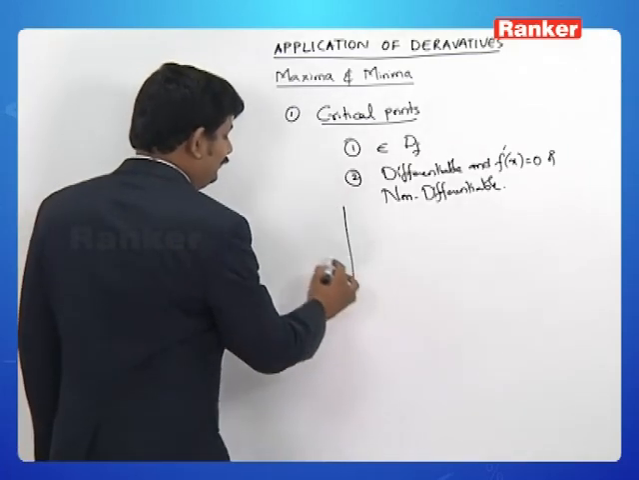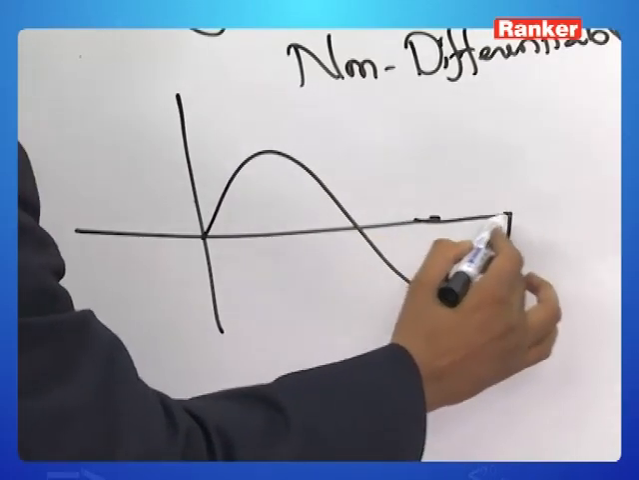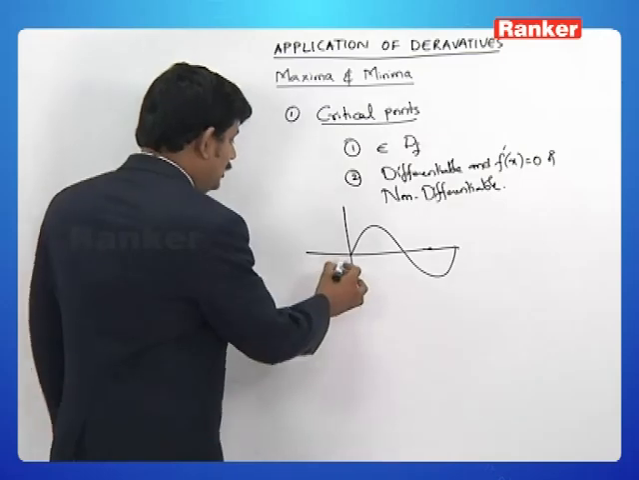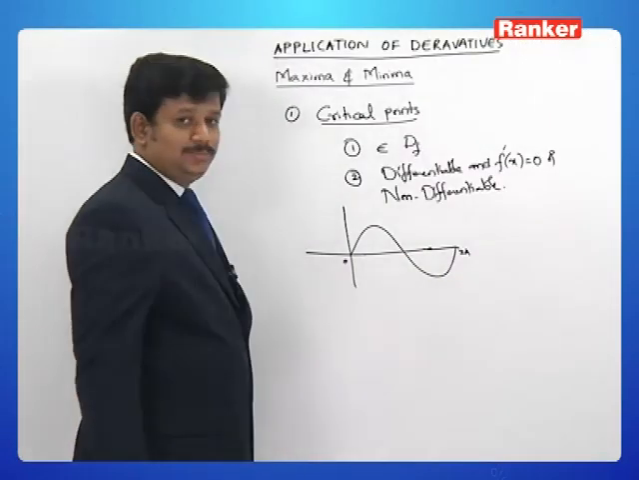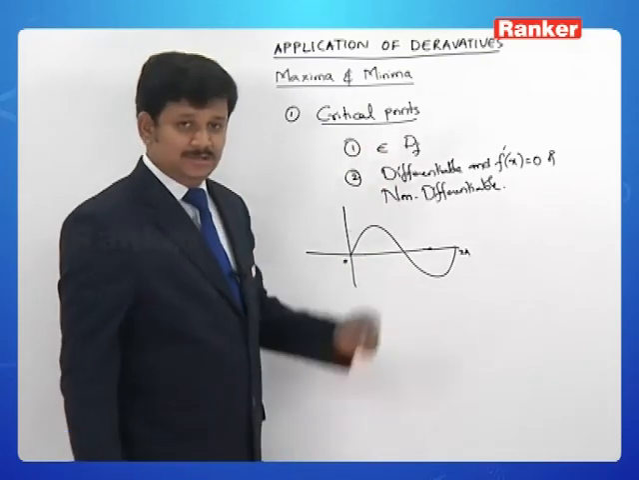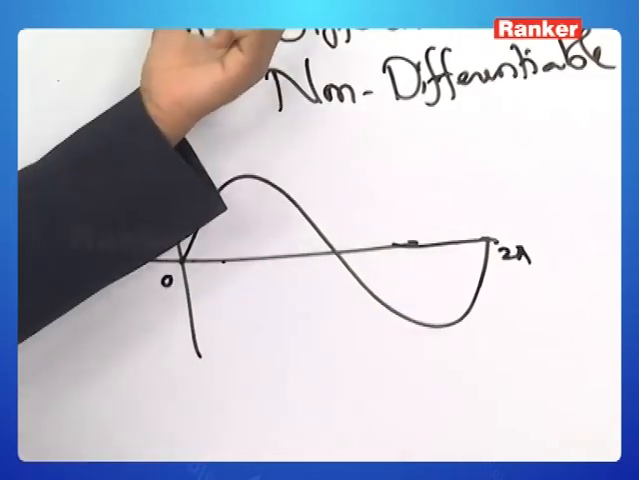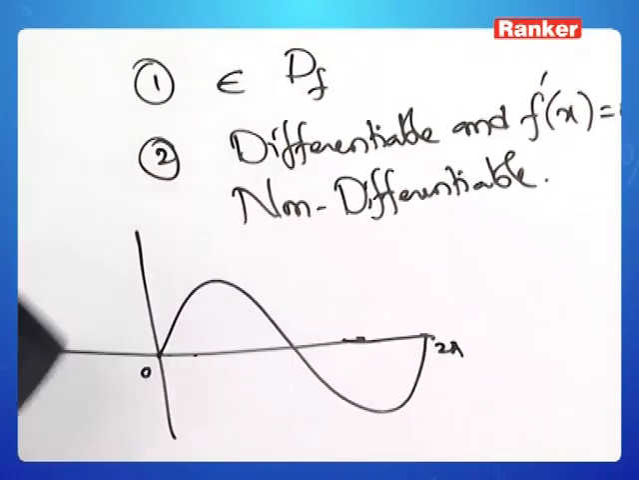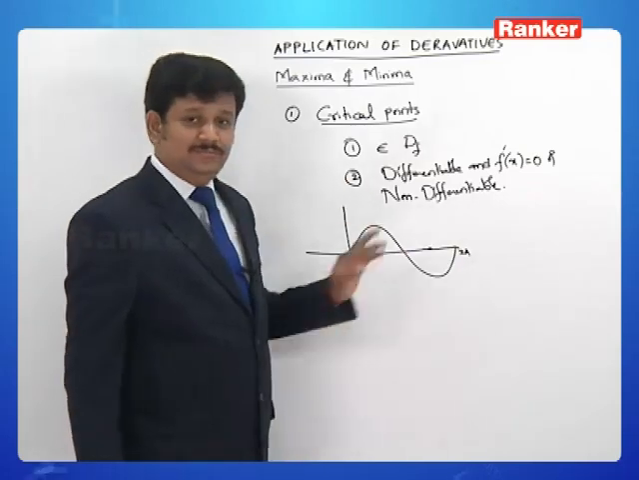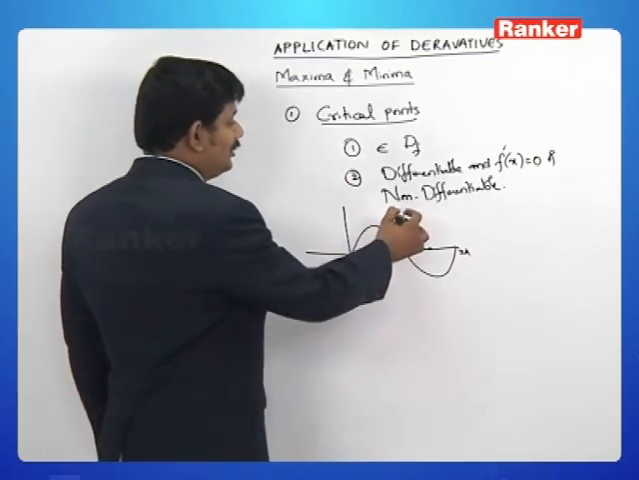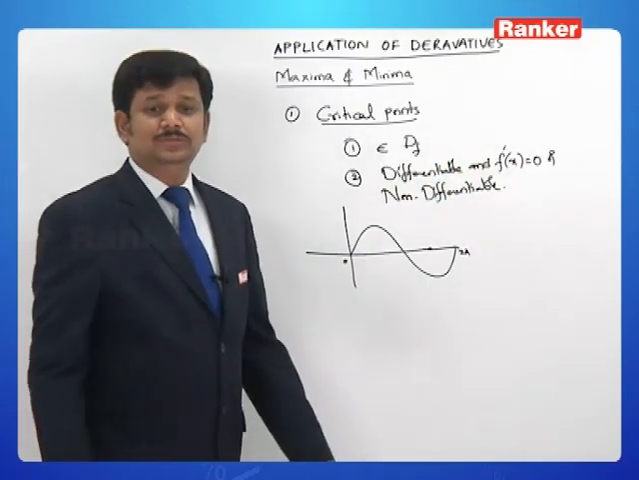Let us look at the graph of sin x between 0 and 2 pi. Between 0 and 2 pi, each and every number along the number line belongs to the domain of the function. So, at first look, everything is capable of being a critical point of the function. Now, critical points are only points on this graph where the function is non-differentiable, or differentiable but the derivative is equal to 0.